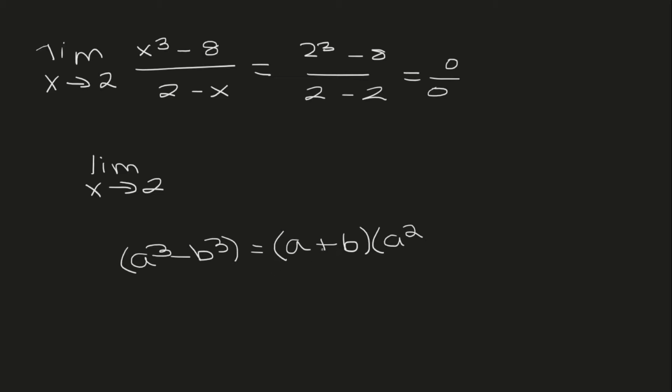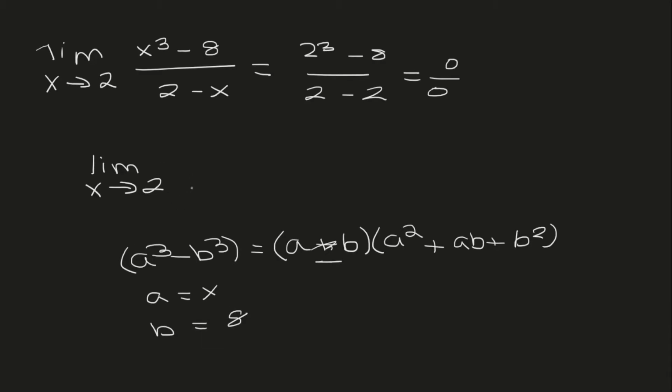Oh, sorry, my bad, there should be a minus right here. A squared plus ab plus b squared. Now let's use that with this example right here. So in this case, a equals x and b equals 8.